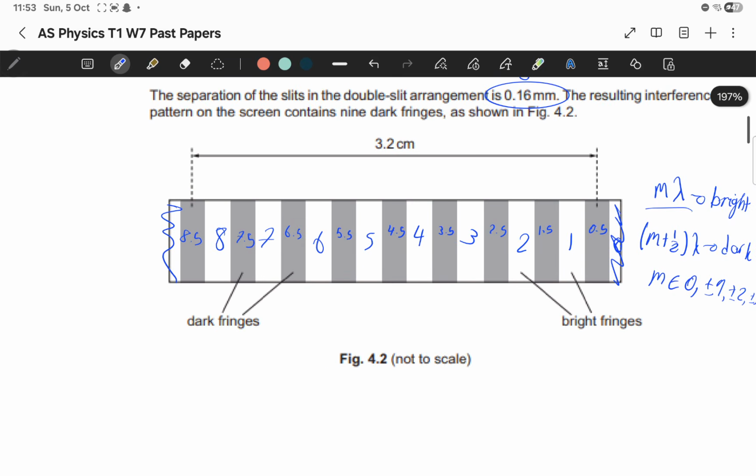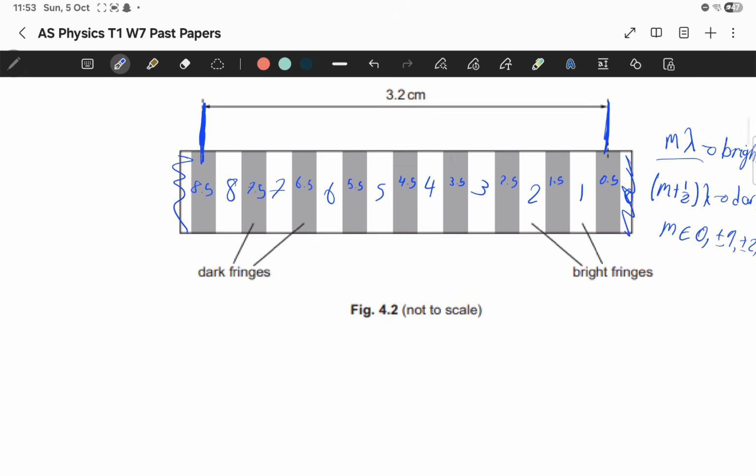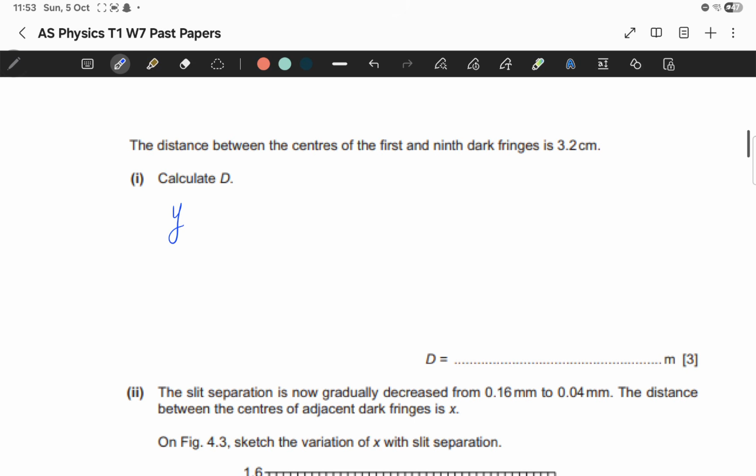Now, if you think about it, the 3.2 centimeters is the change in the y positions of this dark fringe and this dark fringe. Remember the formula, ym equals m lambda D over d. So we're going to say y of 8.5 minus y of 0.5 is equal to 3.2 times 10 to the power of negative 2, because it's in centimeters.